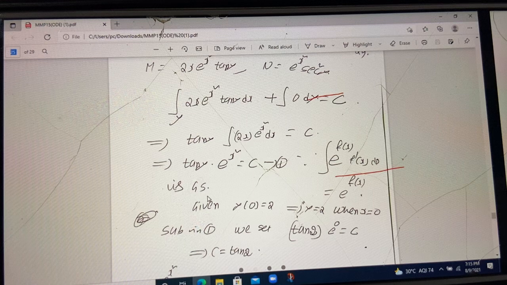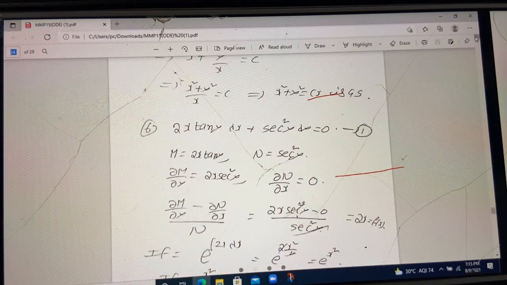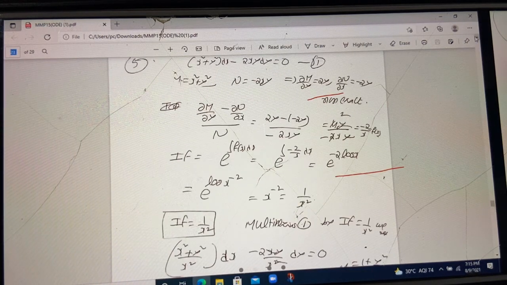Now we are asked to apply the condition. The condition is given, y(0) equal to 2, in the question. Solve the initial value problem. We are given the question: solve the initial value problem.